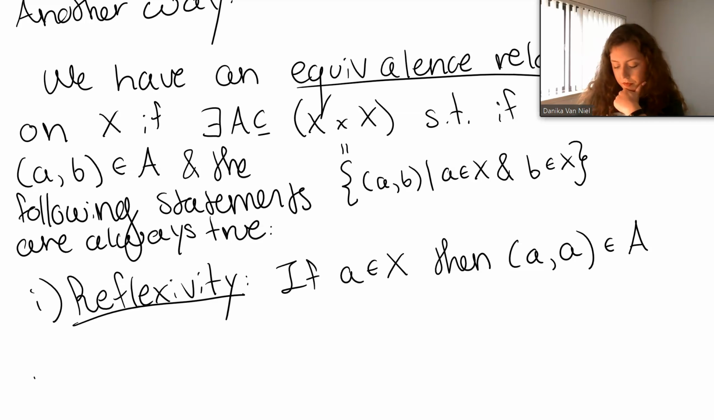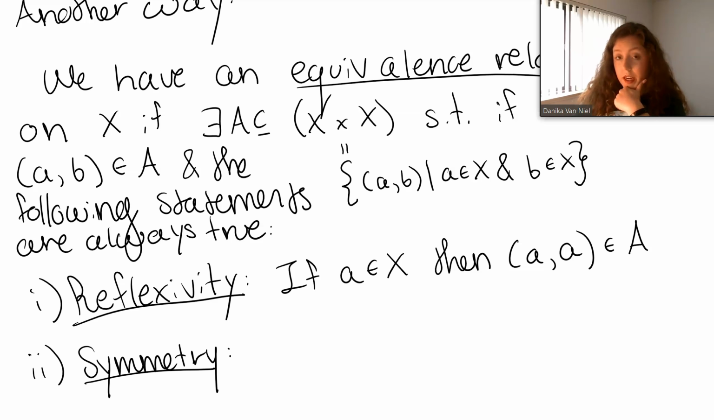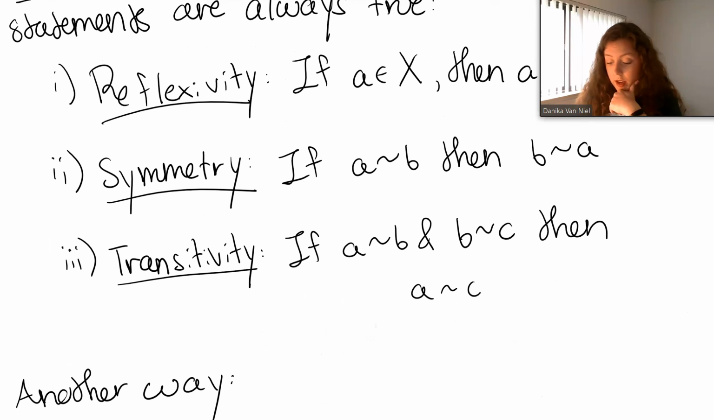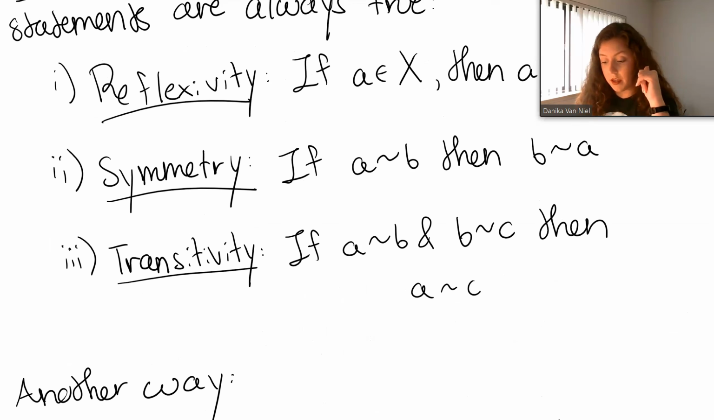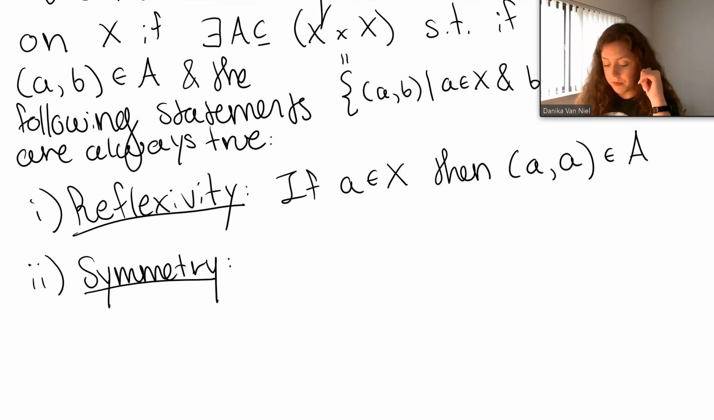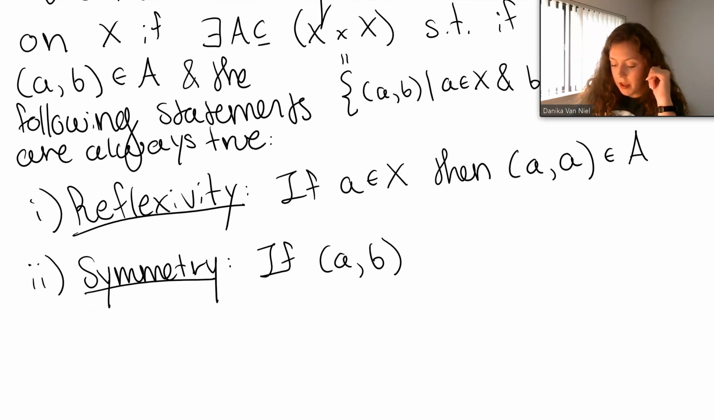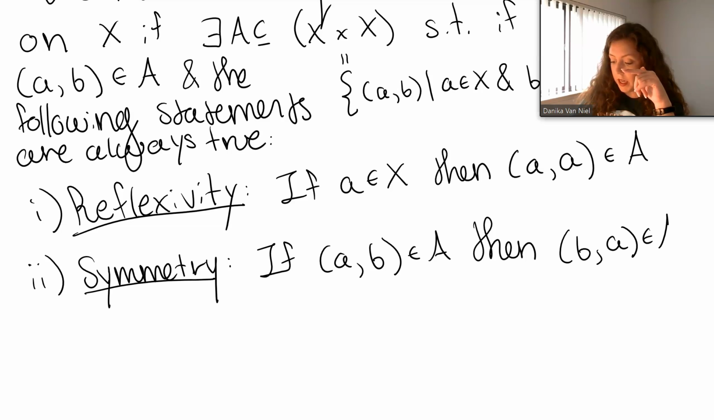Part 2, symmetry. Same kind of deal. Before we said if a twiddles b, then b twiddles a. Well, a twiddling b means (a, b) is in A. And b twiddling a means that (b, a) would be in A. Remember, these are not the same elements unless a equals b. If a equals b, then this is the same as reflexivity.